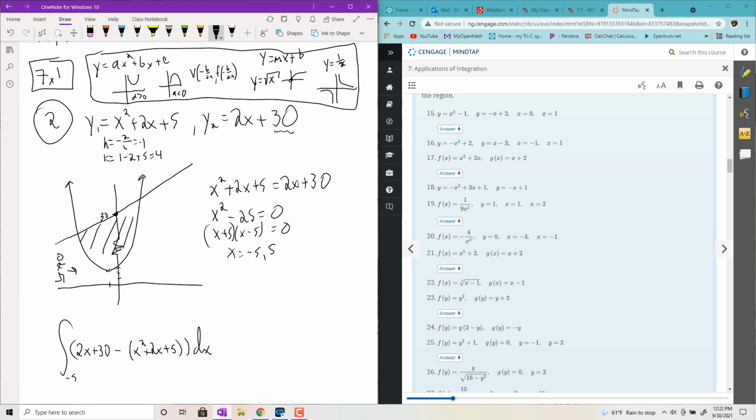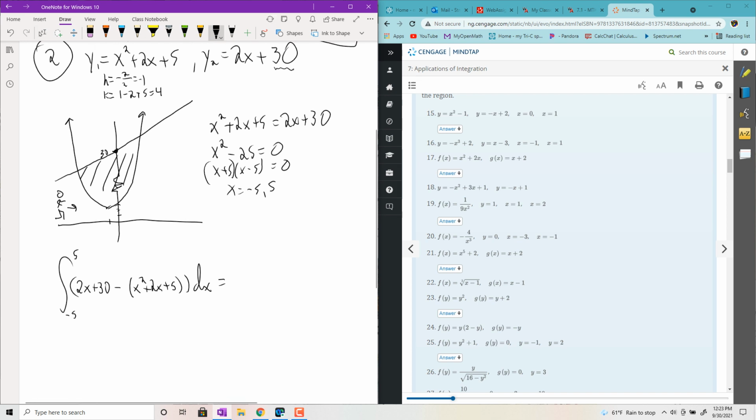So you're going from negative 5 to 5, and again, you're going to get some obnoxious numbers because this is a WebAssign problem. But for most of them on the test, like I said, I took the ones from the book. They're a little easier to manage, in my opinion. Anyways, what do we have here? We want to distribute, so you have to simplify first. Don't integrate first, simplify first. So minus x squared minus 2x minus 5 dx. Then combine like terms, so you'd end up with 25 minus x squared.